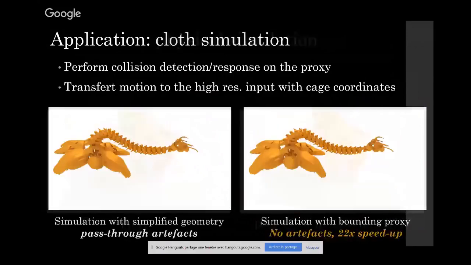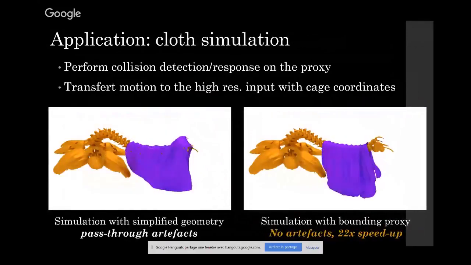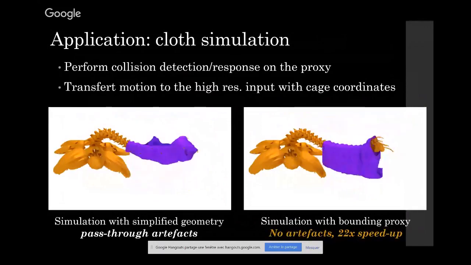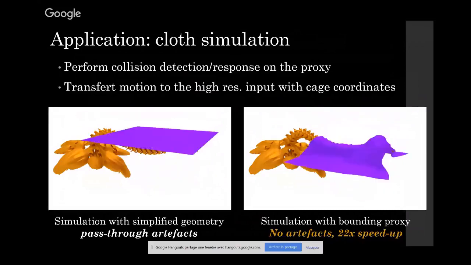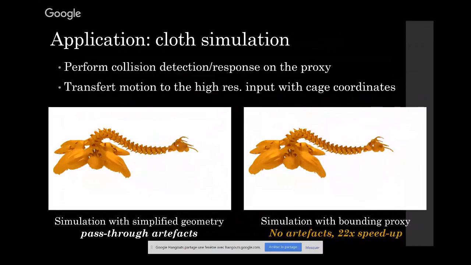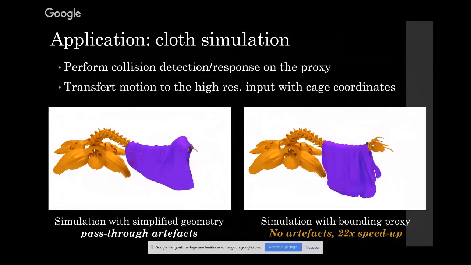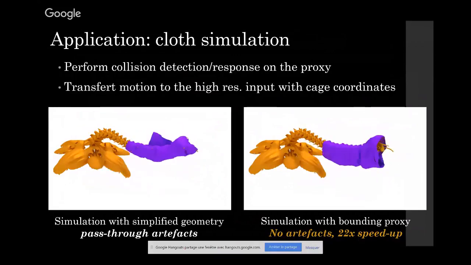This is achieving a 100 times faster result. And you see here that it really matters to get a conservative approximation. On the left, the approximation is not conservative, and you get your geometry that traverses the input object. And on the right, we preserve this non-penetration property. And here, in this case, about 22 times faster than with the full resolution object.